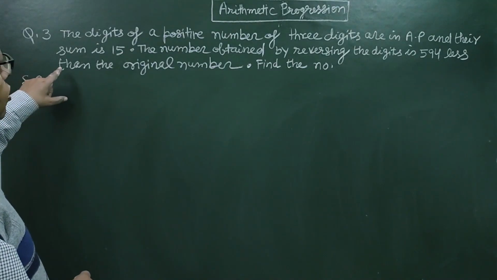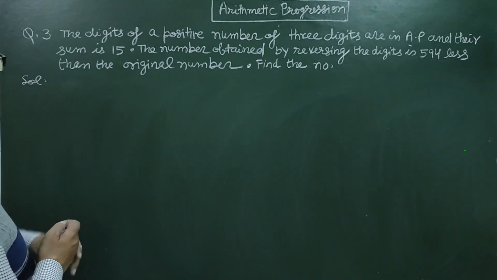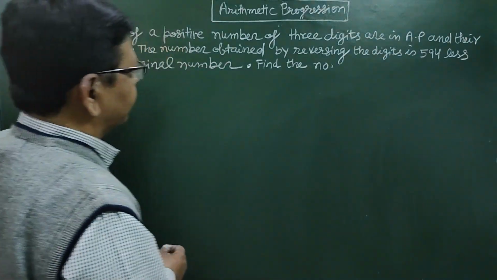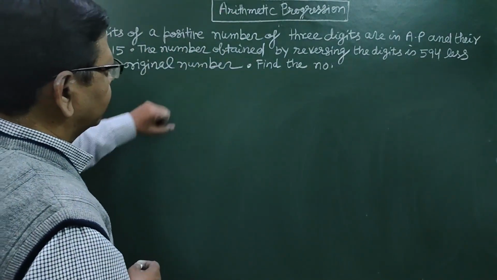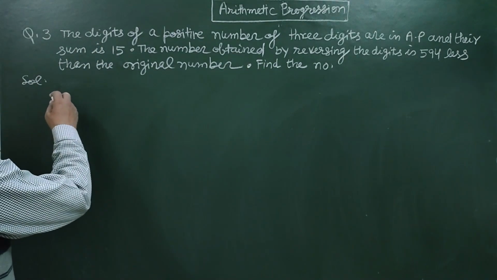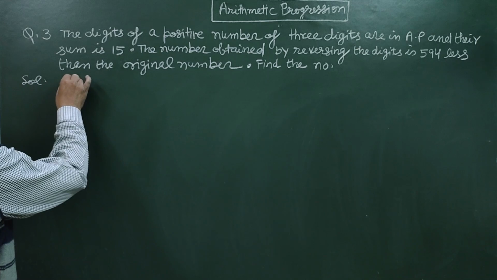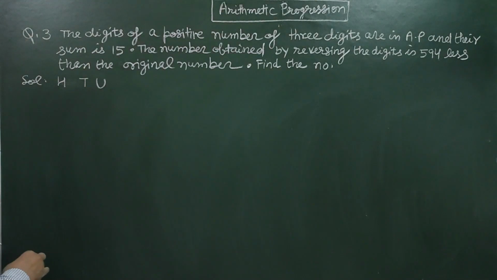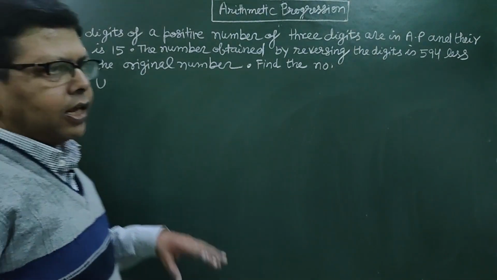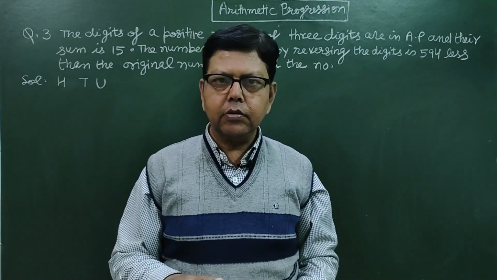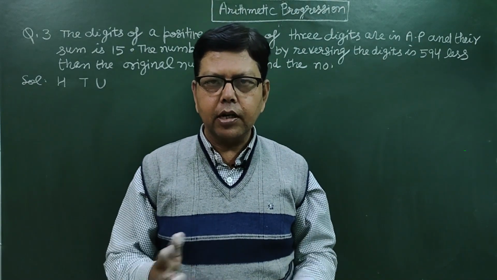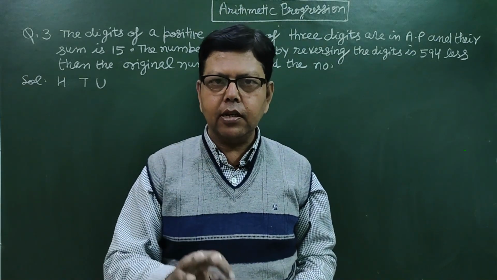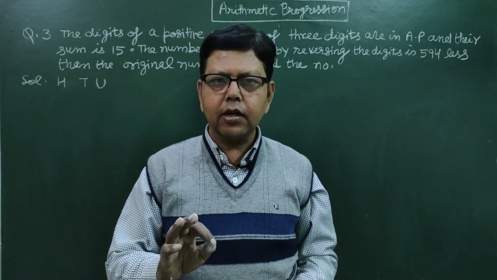The digits of a positive number of 3 digits are in AP and their sum is 15. The number obtained by reversing the digits is 594 less than the original number. Find the number. So the number is of 3 digits, so there are 3 places in the number: units place, tens place and hundreds place. When in an AP the sum of 3 numbers is given and some condition is there, then we take the 3 numbers as A minus D, A and A plus D. It makes the calculation simple.